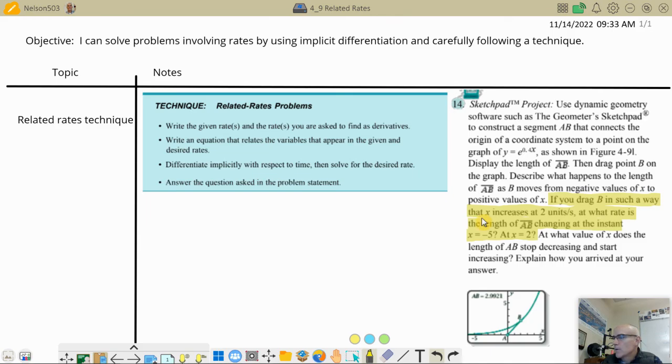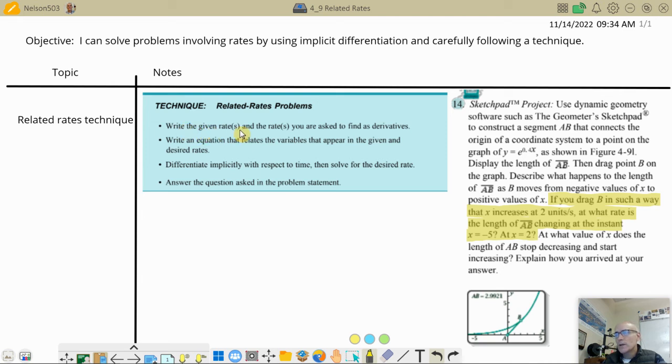All right. It says, at what rate is the length of AB changing at the instant when x is -5? Oh, and x is 2. Okay, so we're going to follow this little technique. These are called related rate problems, because the rate at which the length is changing is related to the rate at which the x value is moving along the x-axis.